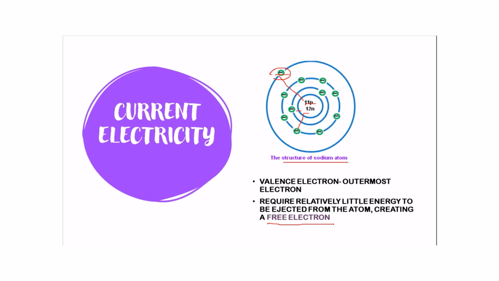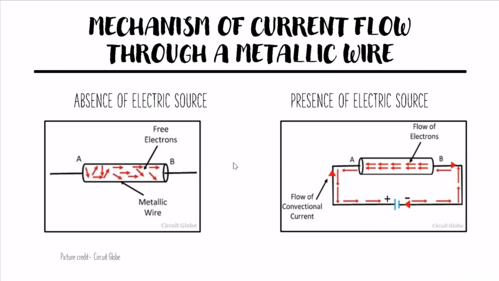The presence of free electrons in a substance makes it a conductor of electricity. So that is the main reason behind the concept of current, electricity in any substance. Let us understand the mechanism of current flow through a metal wire with the help of these two pictures.